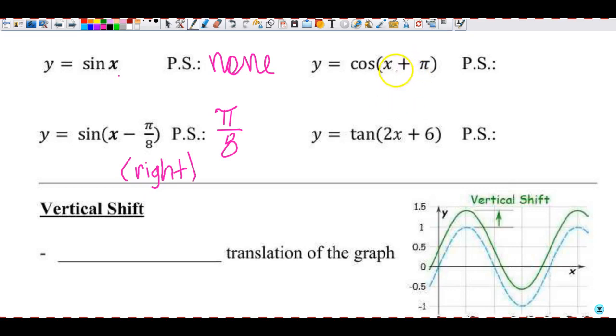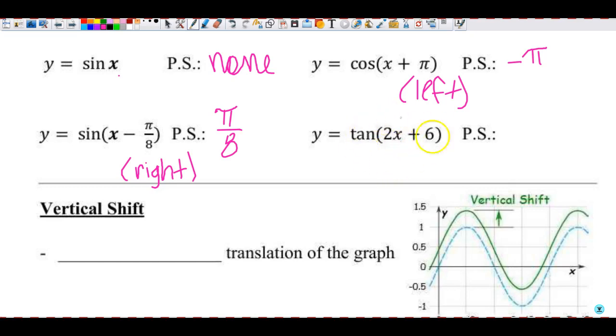Here, this is a positive, which means this is really minus pi. There was nothing to factor out. So it's a negative pi, which means we go to the left. But it's not like we write left pi. The phase shift is negative pi, and then you just have to know what that negative means. We go to the left.